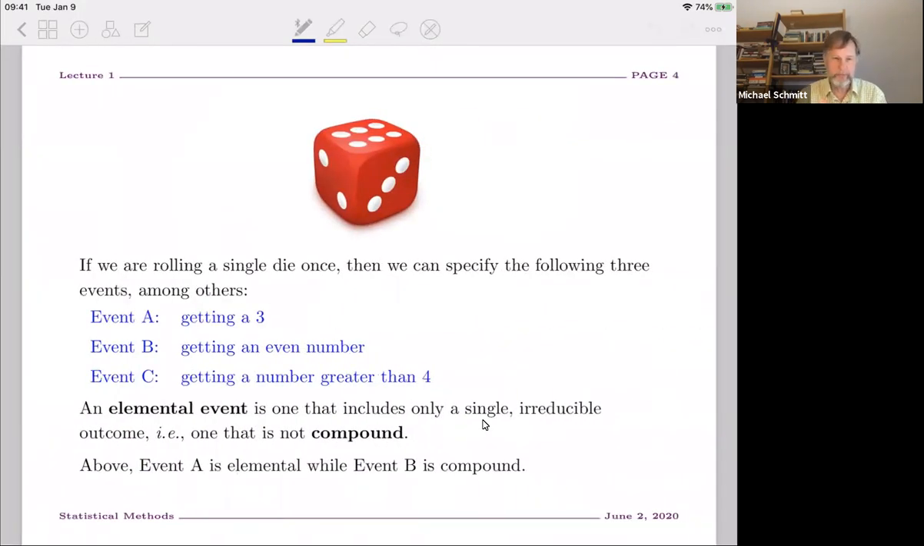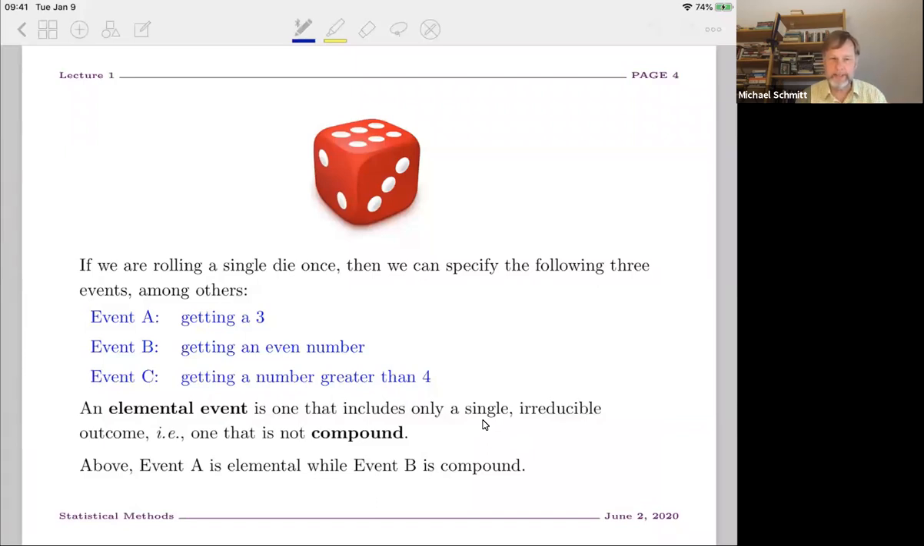Now, if we were rolling, for example, a single die, there's a picture of a die, there are 6 sides to it. So we could specify as an example, event A, getting the number 3 on top, event B, getting a number on top that's an even number, or event C, getting a number that is greater than 4. An elemental event is one that is single, cannot be reduced to anything simpler than that.